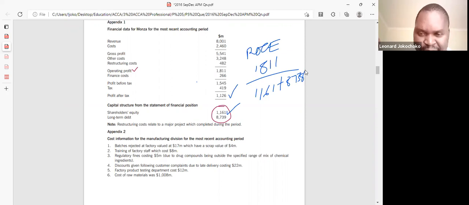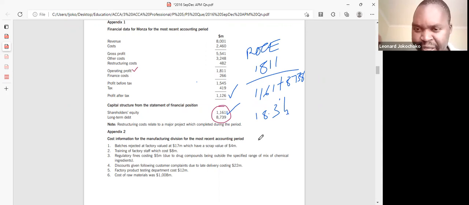So when I put this on my calculator, 1811 divided by the sum of 1161 and 8739, I get 18.29. So 1161 plus 8739, my operating profit 1811, that's correct. So I get about 18.3% or 18.29%. That is my return on capital employed.